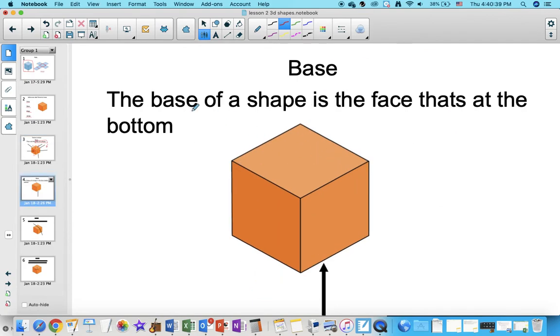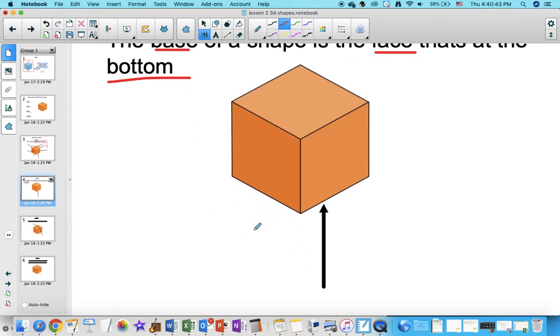Bases. Well, the base is a face on the bottom, right? So the most bottom face is the base. That's it.